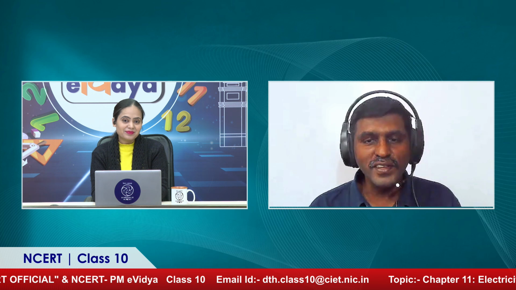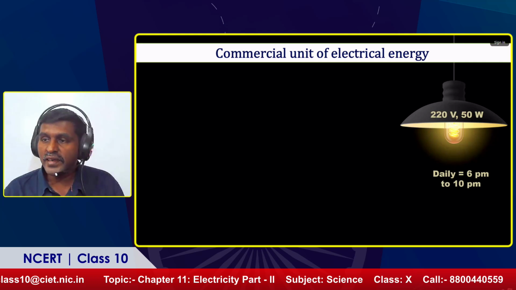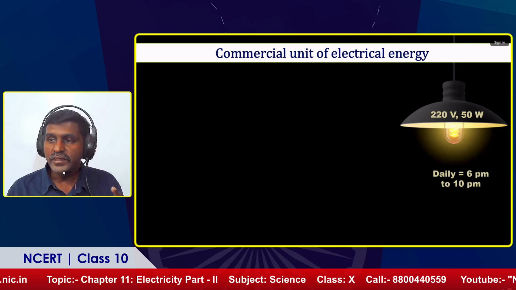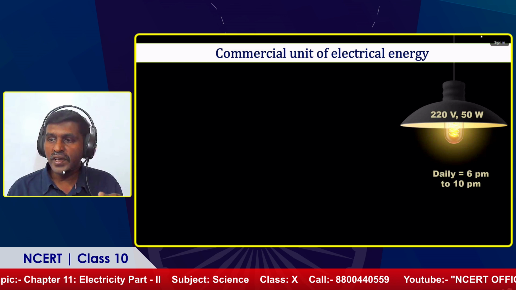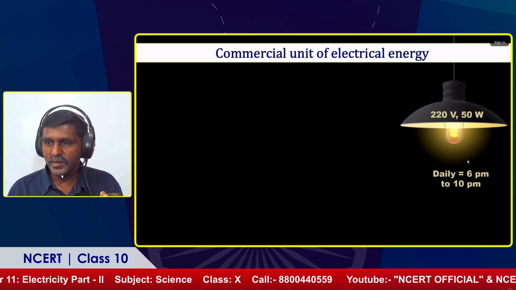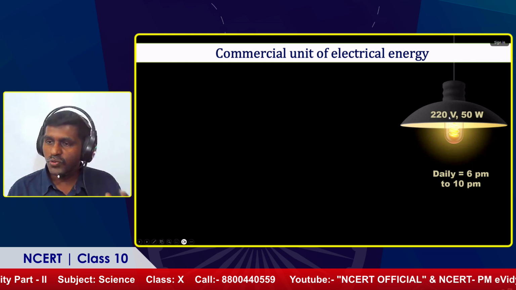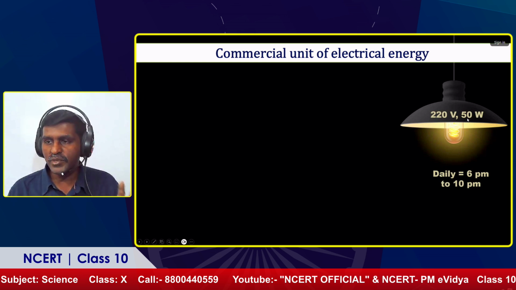Till now we discussed power. But power is not energy. So the commercial unit of electrical energy we have to calculate. If you take a bulb with some 220 volt and 50 watts, that means the potential difference is 220 volt and power is 50 watts.